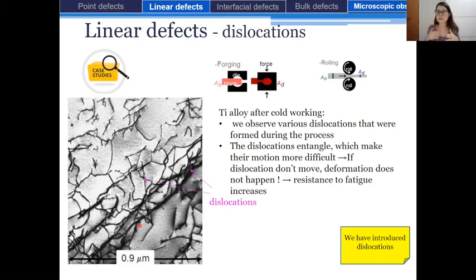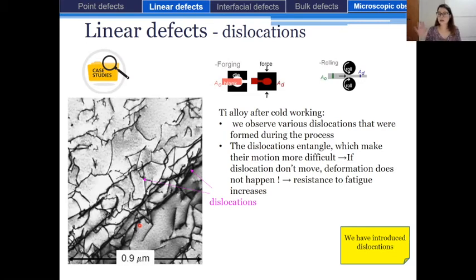So for example, this kind of titanium alloy after cold working is used for hip prosthesis. In the case of a hip prosthesis, since the patient will have to walk every day, the prosthesis will be submitted to cycles of loading and unloading during days and years. So we need to ensure that this titanium prosthesis has a good resistance to fatigue. Later we will introduce what fatigue is.